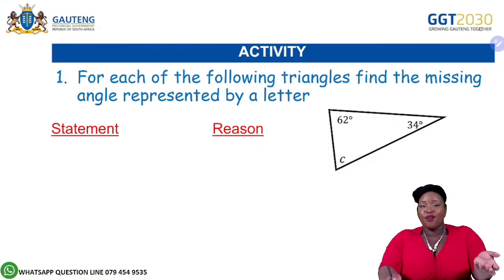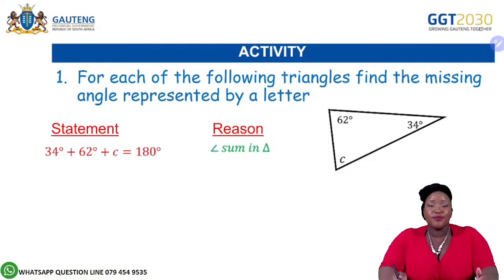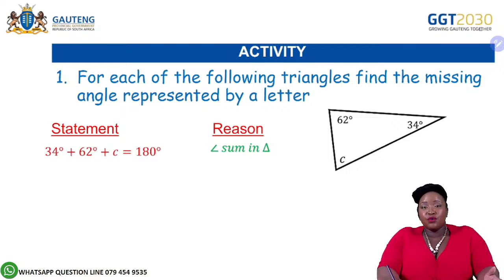So right now, all you have to do is follow the same process again. Add all three angles and equate them to 180 degrees, and make sure you give your reason: interior angles of a triangle, or sum of angles in a triangle. Whichever reason you choose, make sure you use one of the three that I showed you.